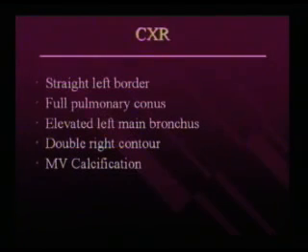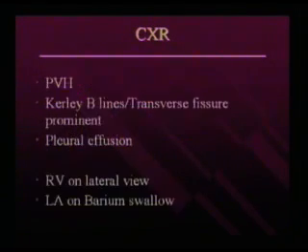So the X-ray features in mitral stenosis are myriad: straight left border, full pulmonary conus, elevated left main bronchus, double right contour, mitral valve calcification, and evidence of pulmonary venous hypertension, curly B lines, prominent transverse fissure, and even finally pleural effusion. We can take a lateral view if you are interested.